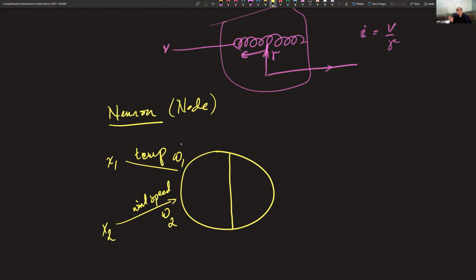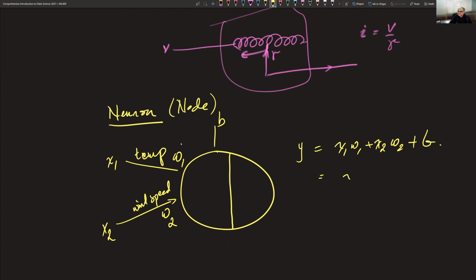And there may be a baseline amount of ice cream you would sell anyway, because there may be some diehards who come to the beach every day and eat ice cream, right? Some kids who live in the house next door. So you may have a bias term. So the output, the amount of ice cream sold, would be X1 W1 plus X2 W2 plus the bias term, the baseline amount of ice cream that gets sold every day anyway. Does this look reasonable, guys?